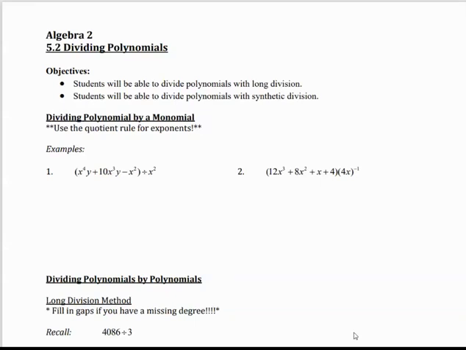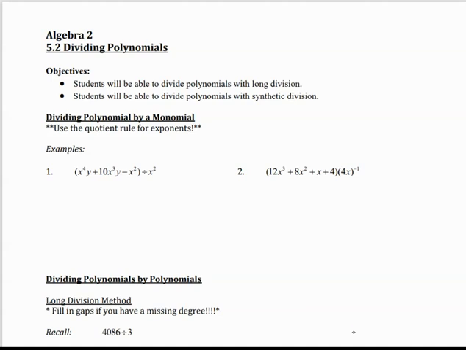Let's take a look at section 5.2, which is dividing polynomials. So the first way we're going to look at dividing polynomials is just dividing by a monomial. And simply we're going to use our quotient rule for exponents. So as you can see in example 1, we have a polynomial, a trinomial, divided by a monomial. And what we do there is we just divide every single term by that monomial.